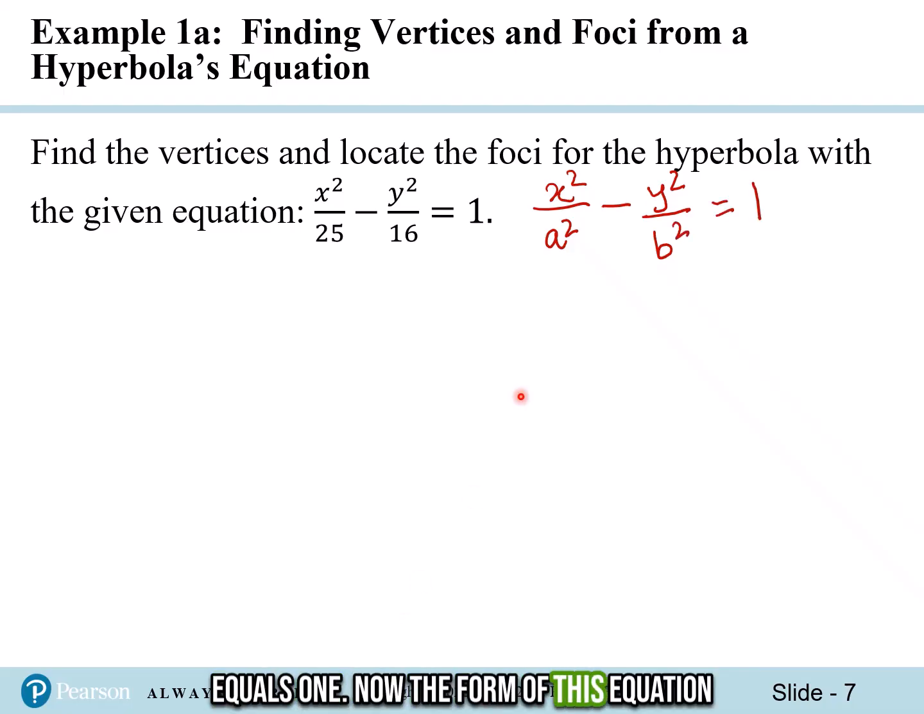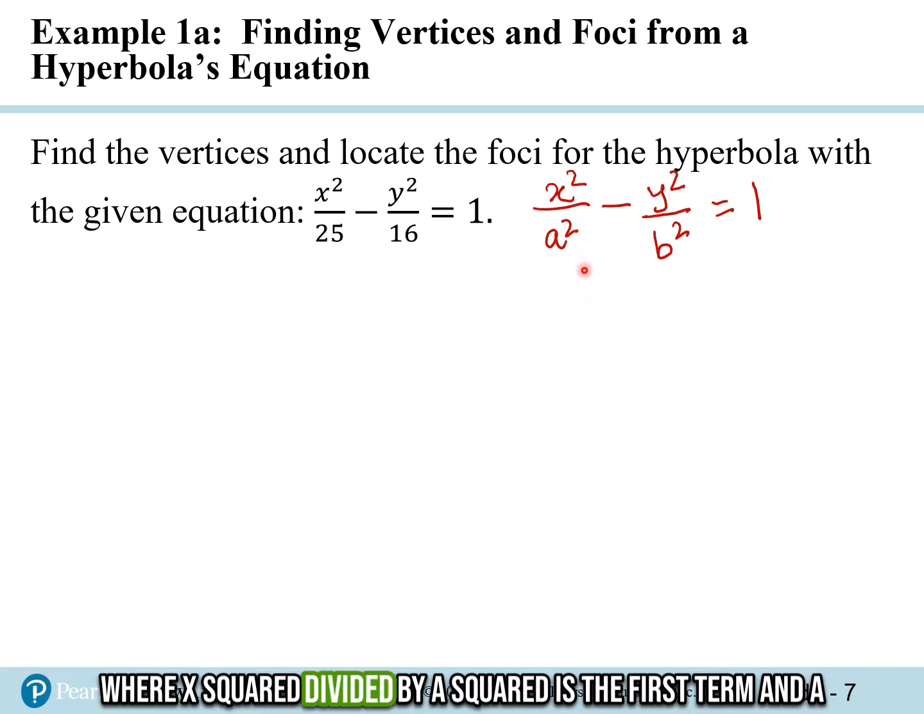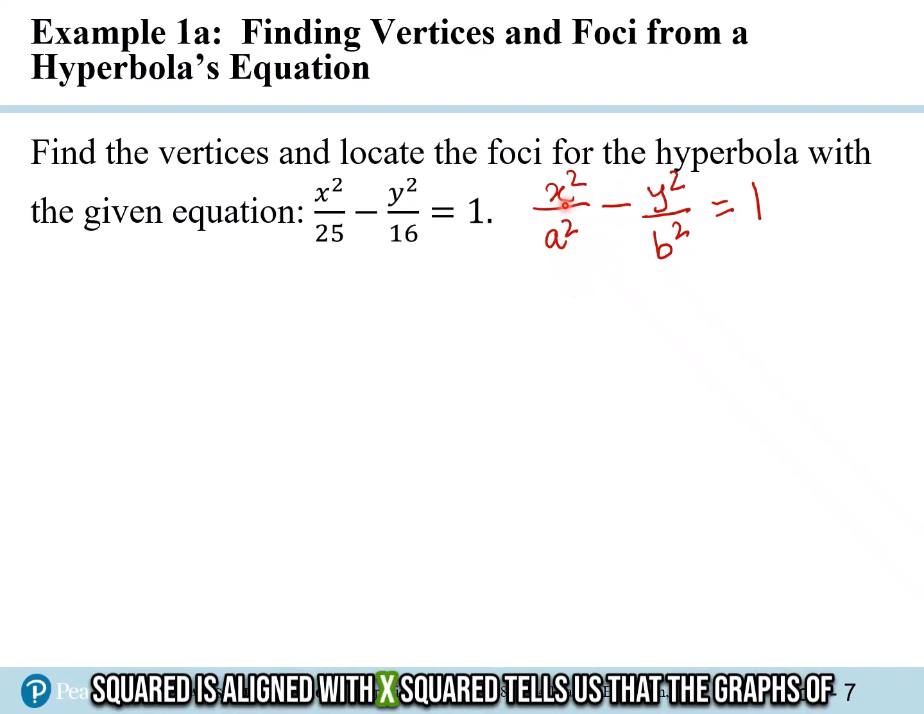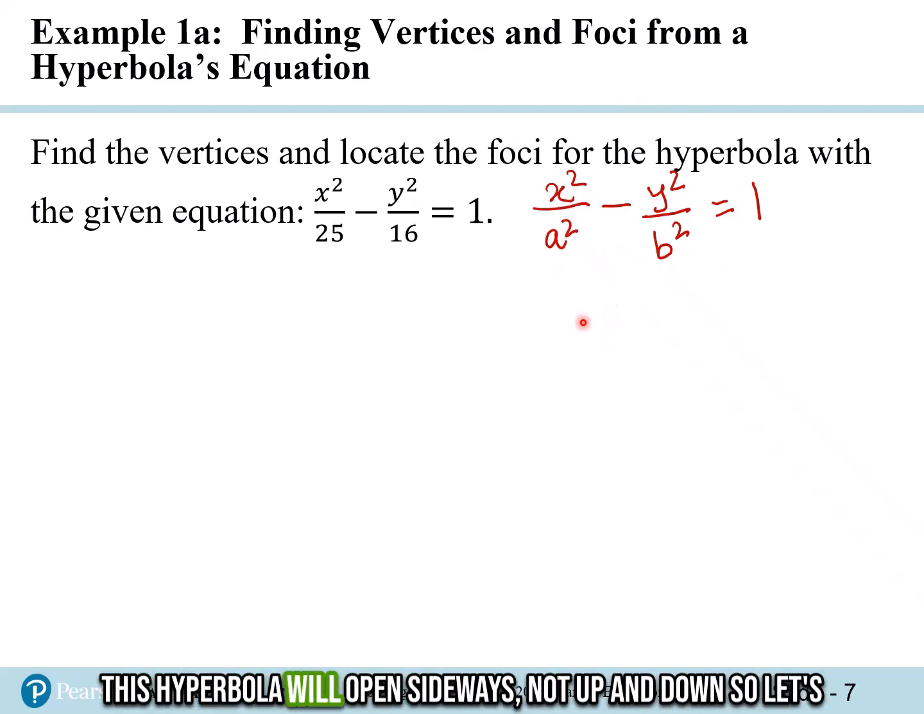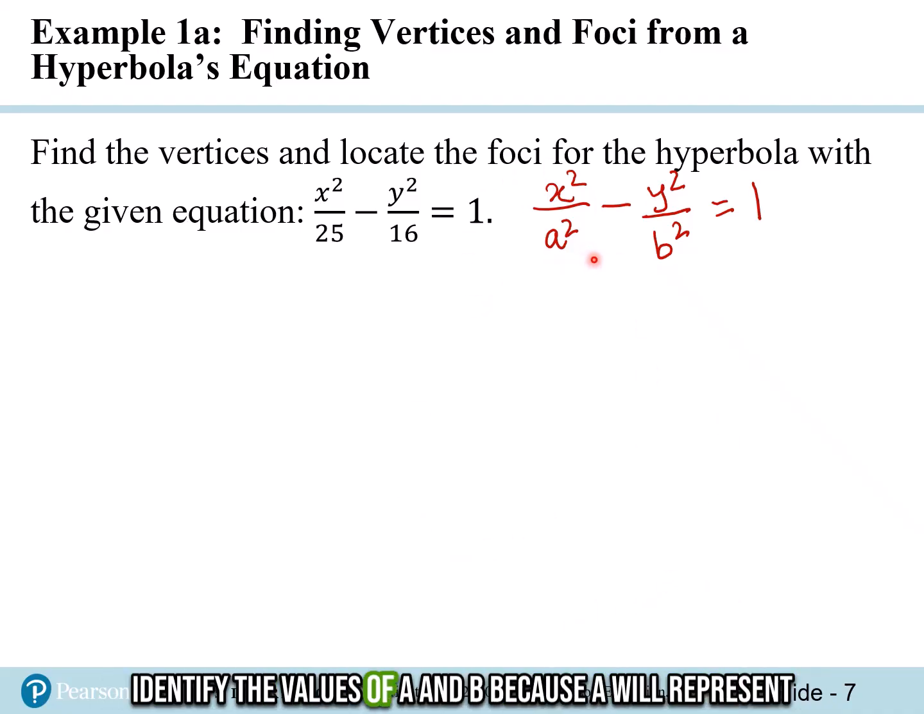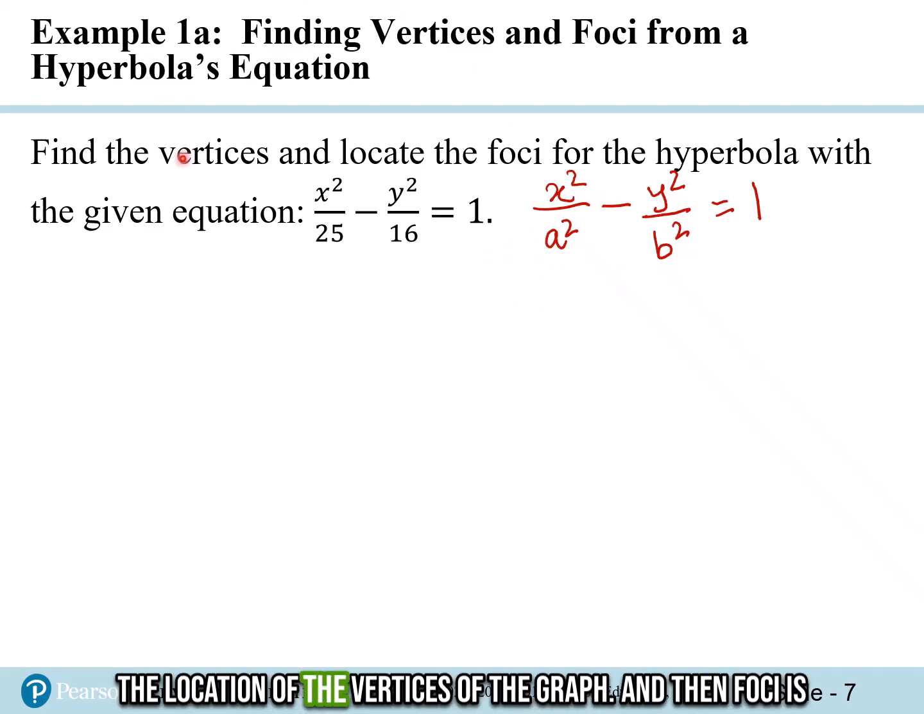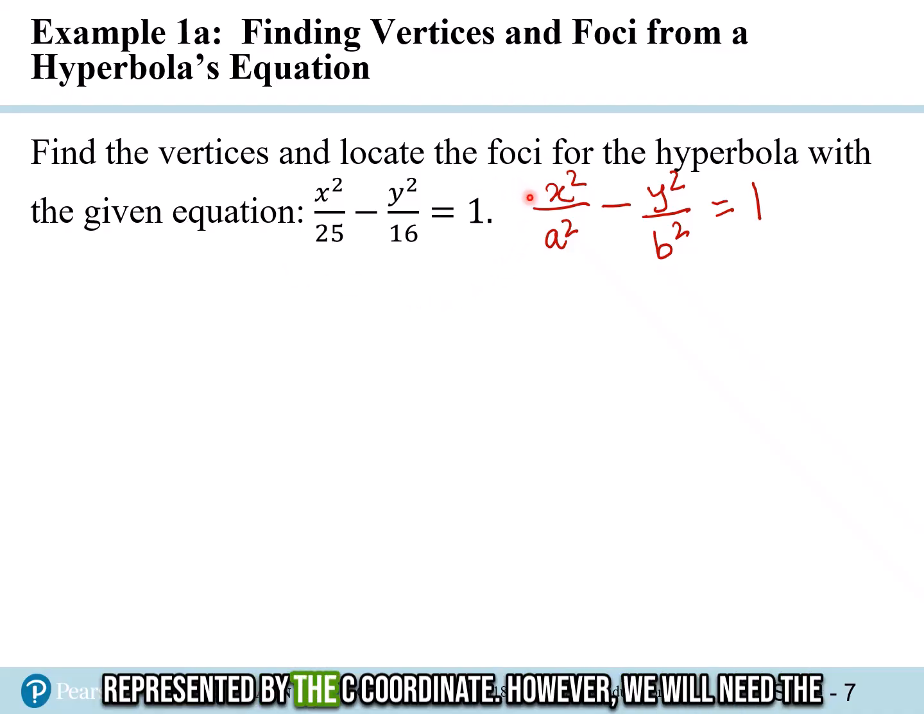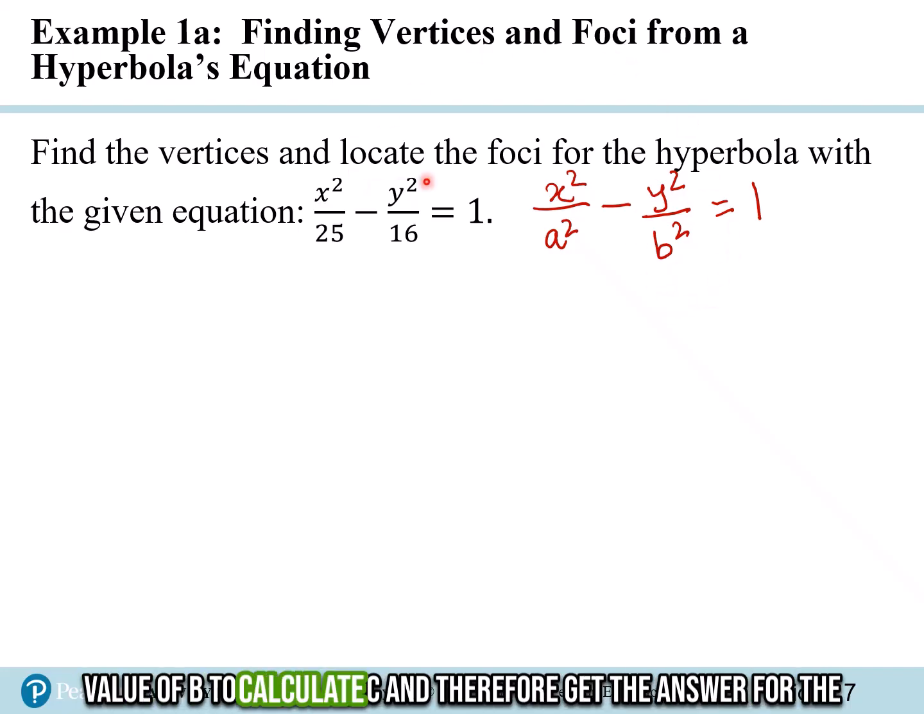Now, the form of this equation, where x squared divided by a squared is the first term and a squared is aligned with x squared, tells us that the graph of this hyperbola will open sideways, not up and down. So let's identify the values of a and b, because a will represent the location of the vertices of the graph, and then the foci is represented by the c coordinate. However, we will need the value of b to calculate c and therefore get the answer for the foci.